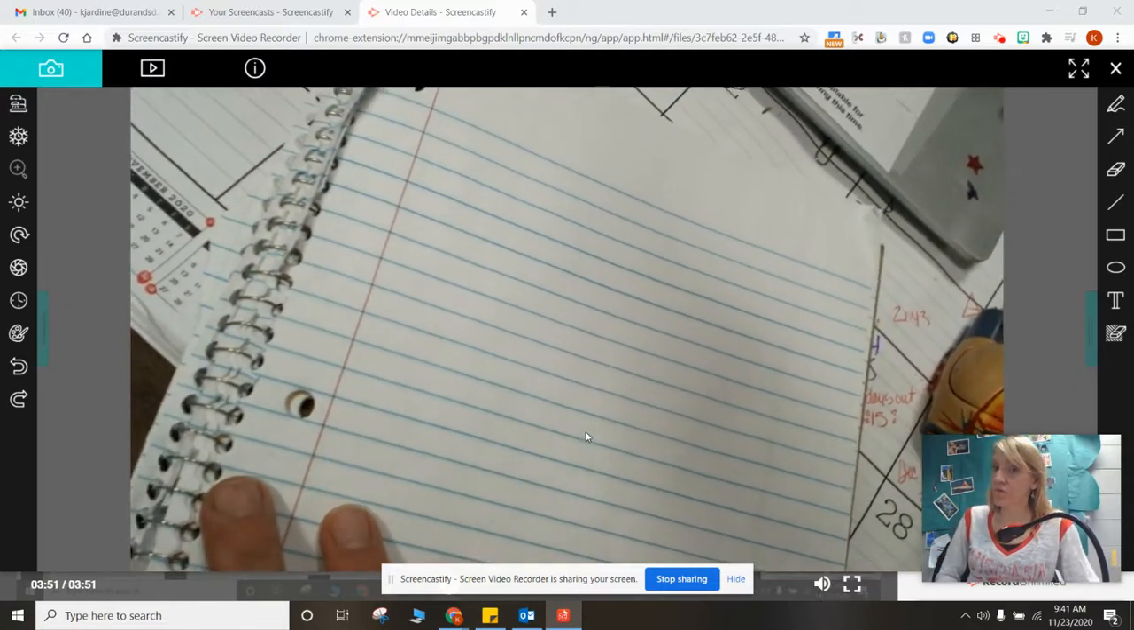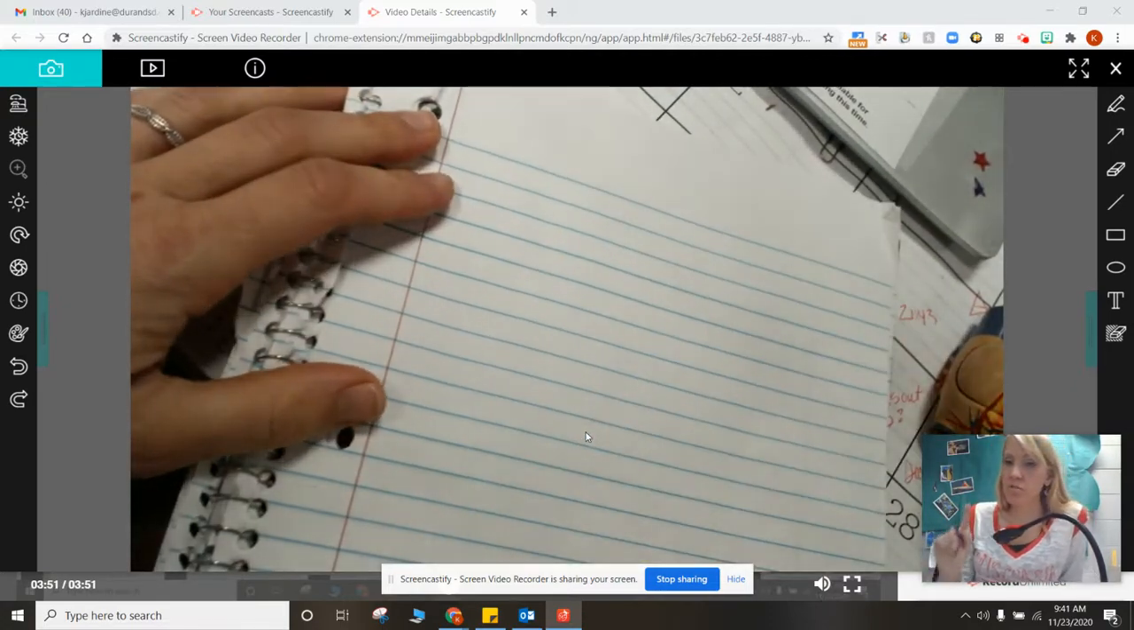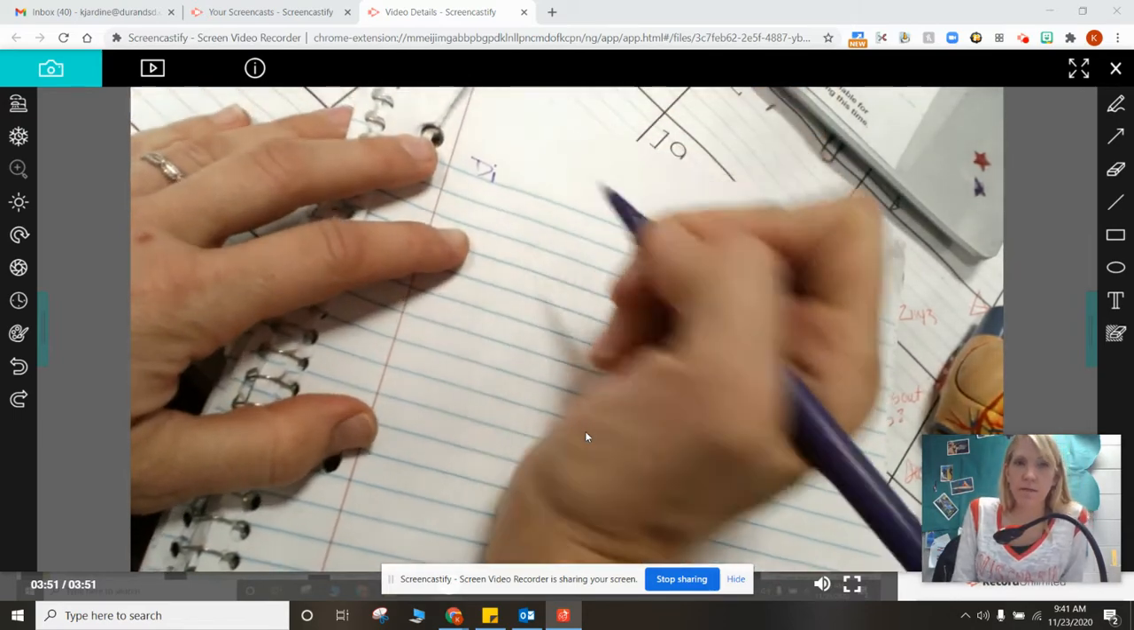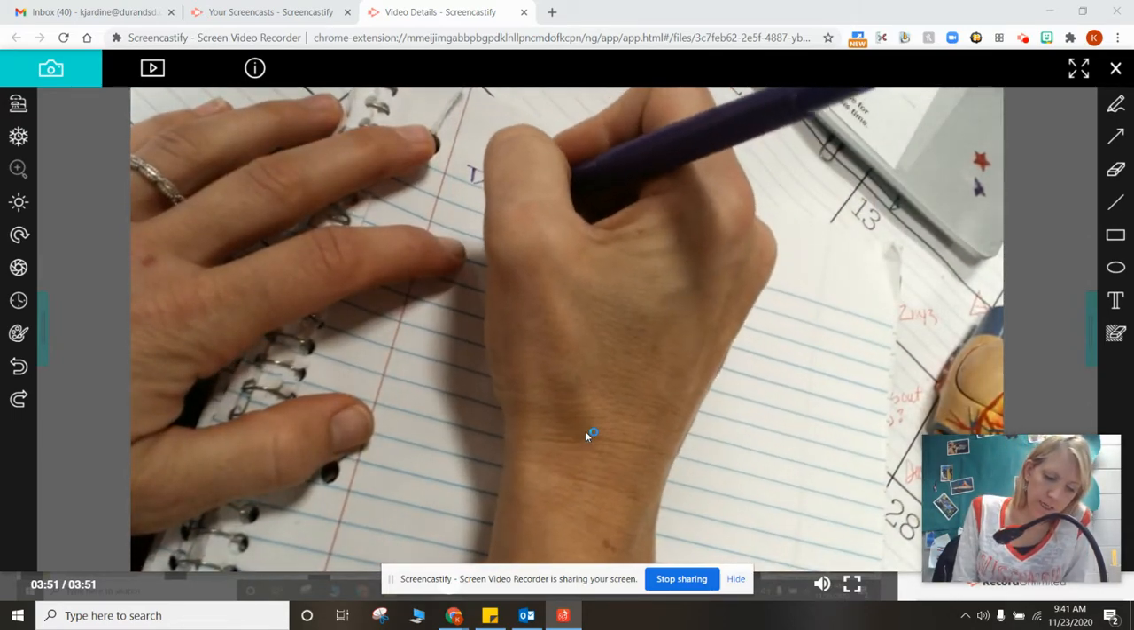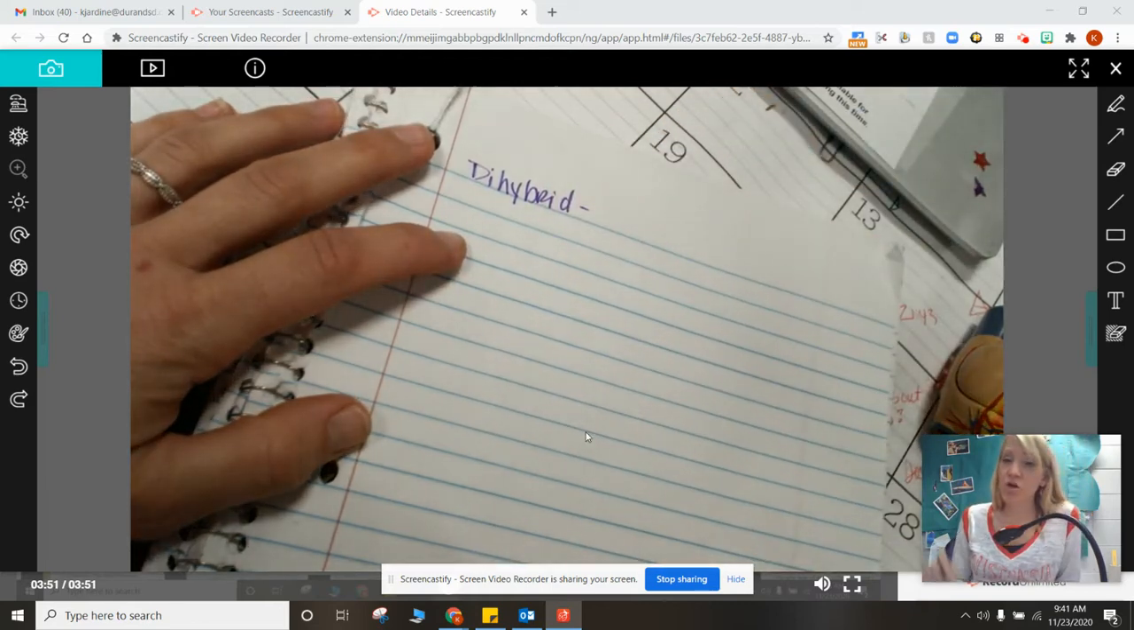Hi, so we are going to go over dihybrid crosses. Remember, mono means crossing one trait. What's the prefix di mean? Anybody know? Dihybrid. You are going to cross two traits.